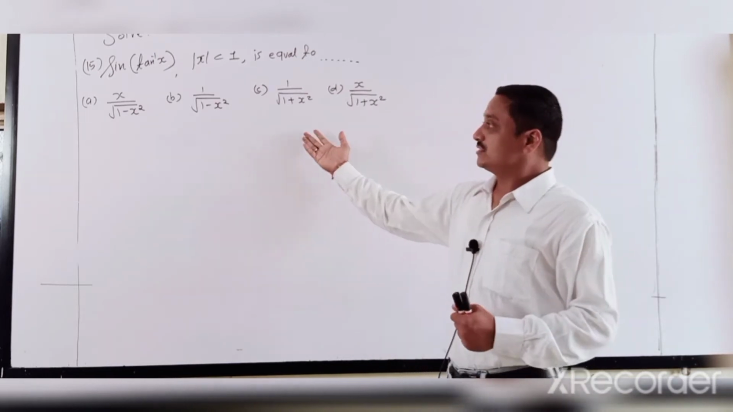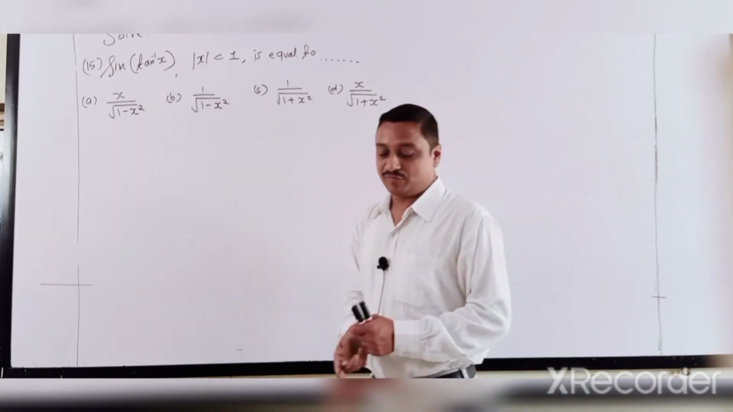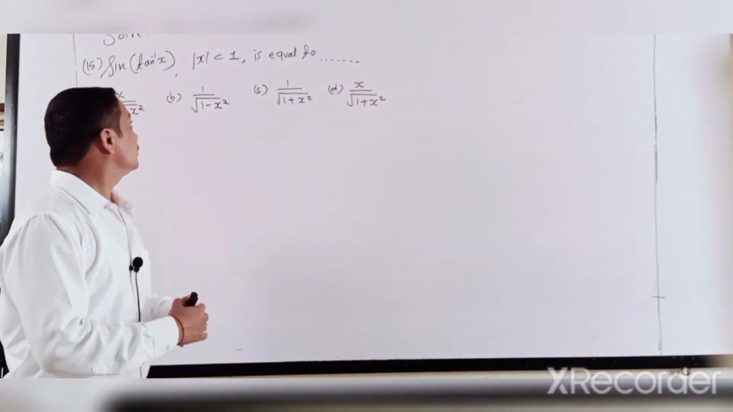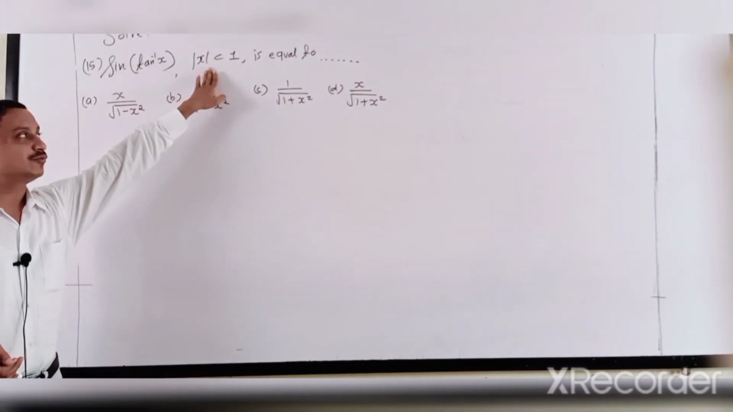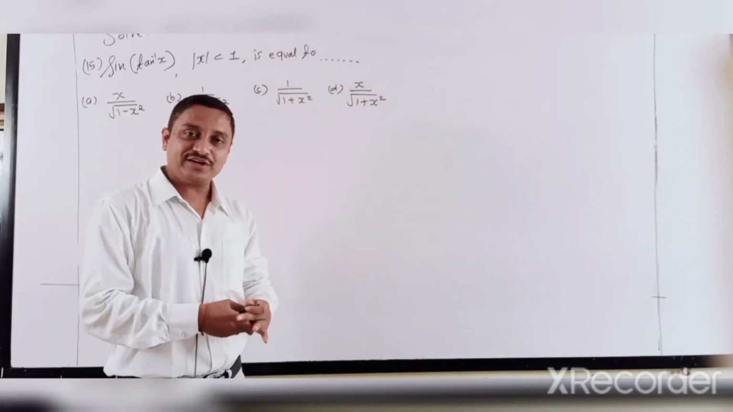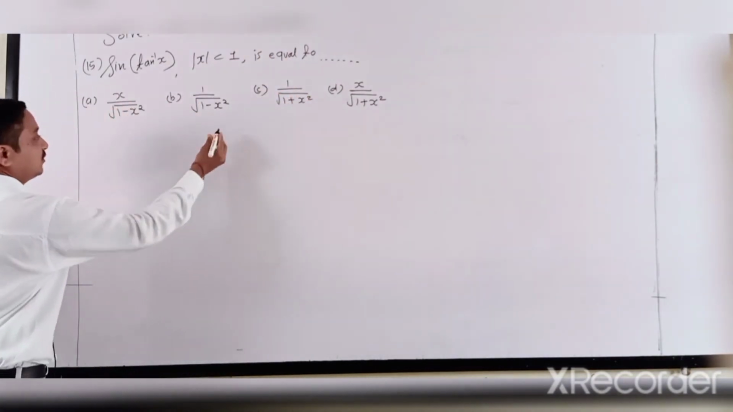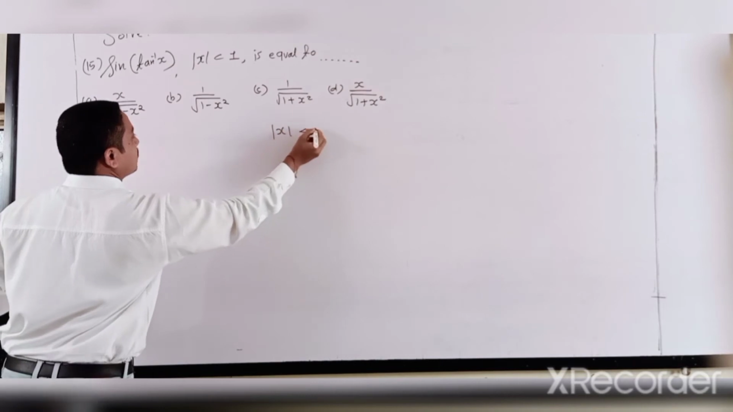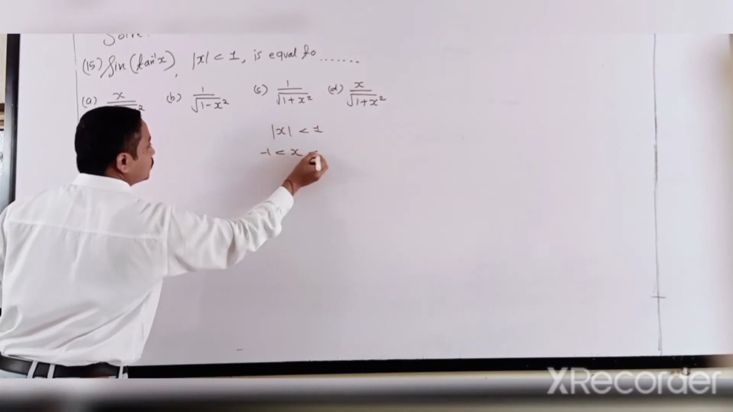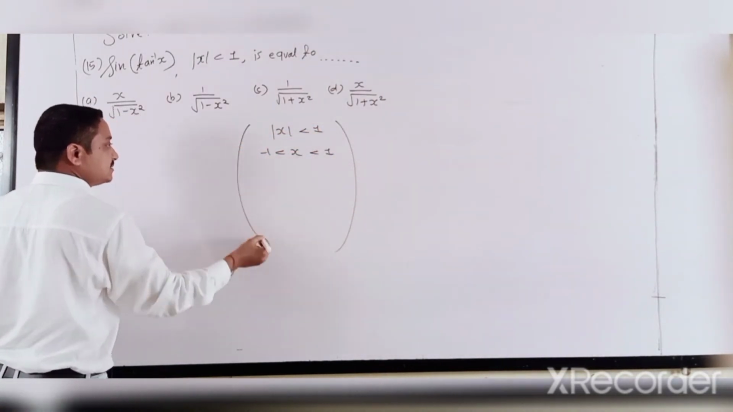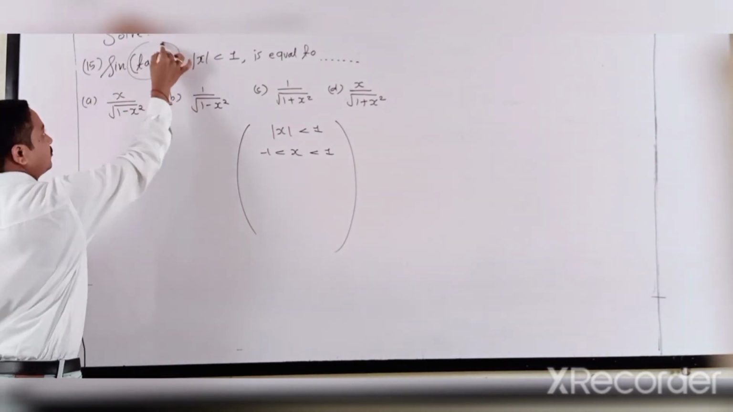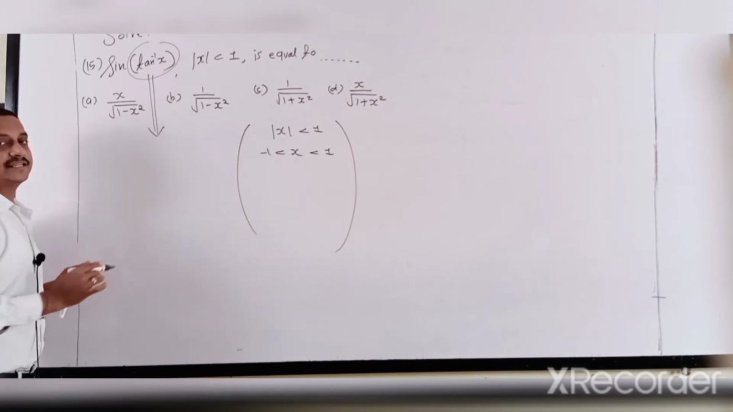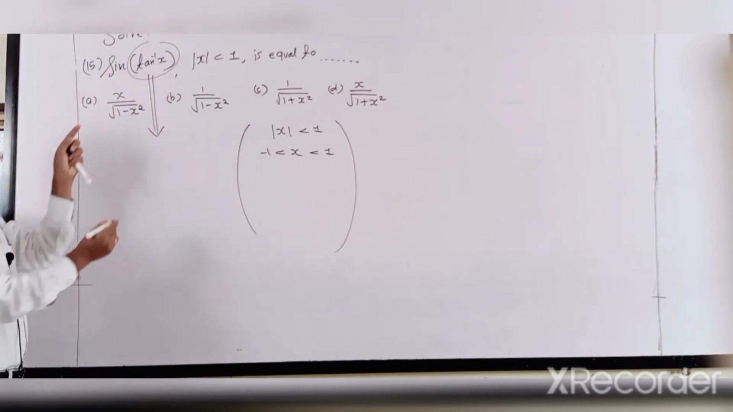We are going now, students, to the LCM level MCQs. Sin of tan inverse x, with the condition modulus x less than 1. Find the simplification. First of all, see the conditions. My condition is minus 1 to 1, and I utilize that condition in this solution. First of all, I explain this integral value in terms of sine.